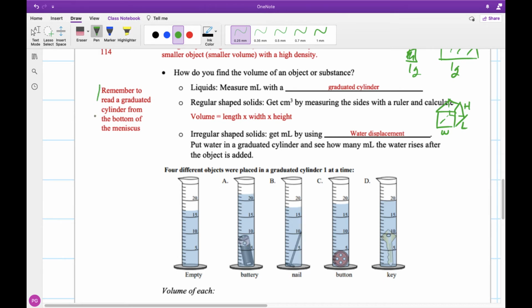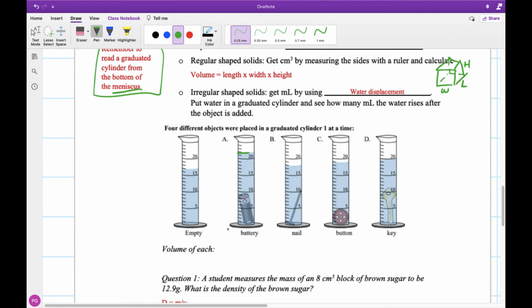One thing that you want to remember here, though, when you're reading these graduated cylinders, anytime that you have a liquid inside, there's always a bit of a curve here, and we always want to measure from the bottom. So we always want to measure from the bottom of this. That's going to tell us where the volume is. And this little curve here, so when you have water or any other liquid inside of a container, there's a little curve. This curve on the top is called the meniscus, and we want to measure from the bottom of the meniscus.